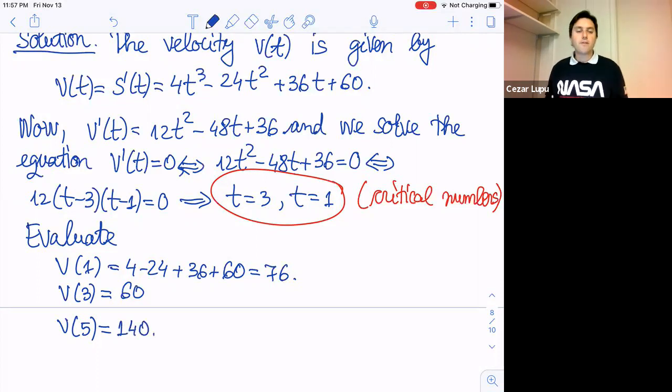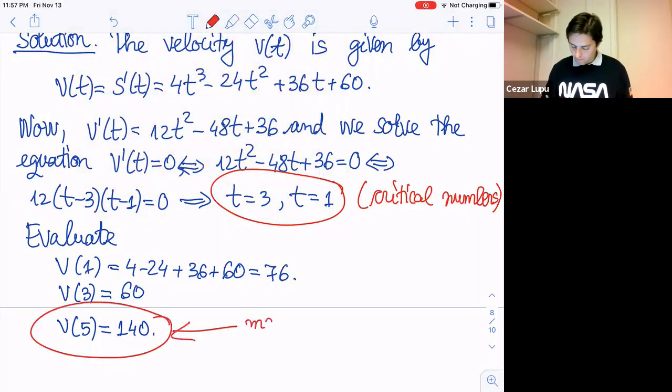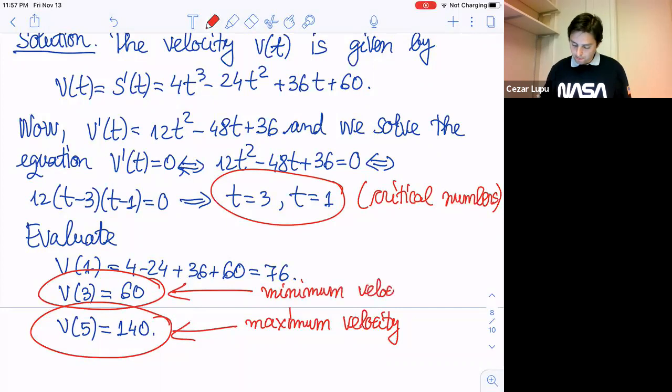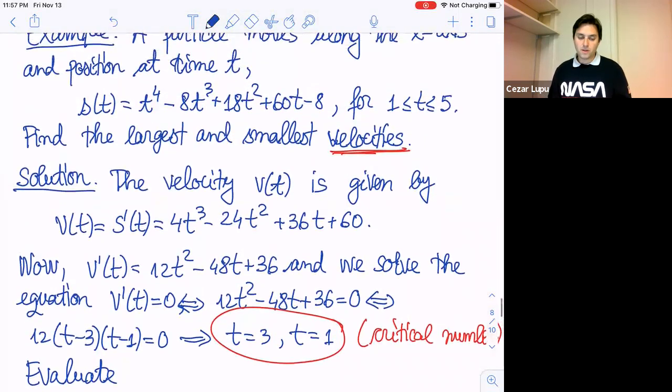Okay, so we have these numbers. And as you can see here, the maximum velocity is given by this one. And now if we want to look at the minimum velocity, it will be this one. Okay, that's beautiful. And that's basically the end of the problem, right? So we're asked about the largest and the smallest velocity.